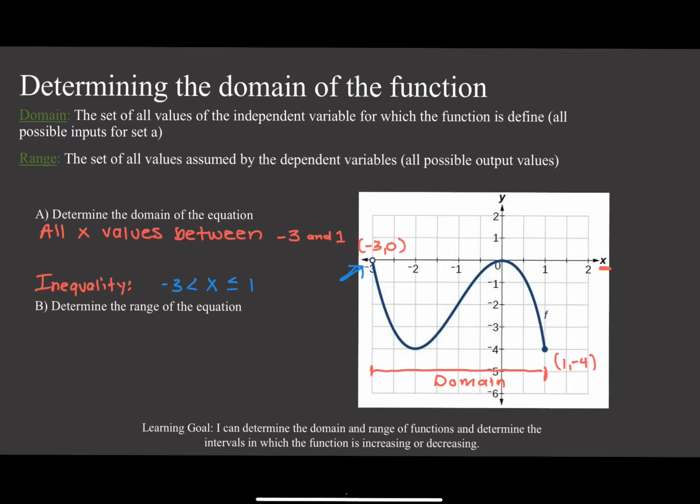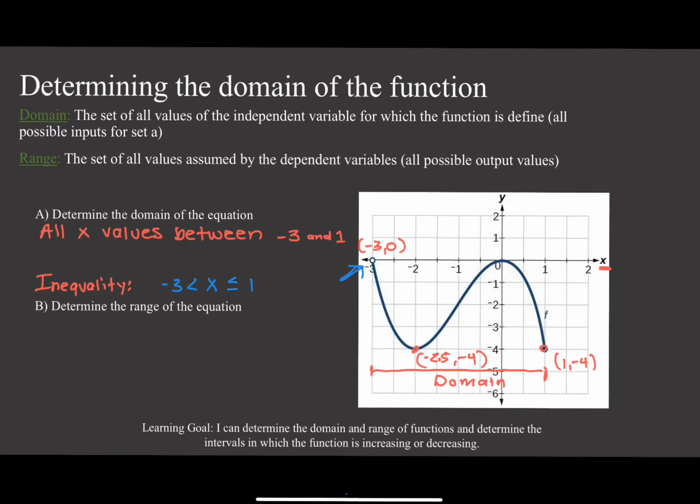Now looking at part B, we're asked to determine the range of the equation. And so recall that the range is just the set of all possible output values or all possible y values of the equation. And so we're looking for y values now. And a good way to start is just by finding the smallest y values. And there's actually two of them that are at the same y value. We have the point that we had already used, 1, negative 4. But we could also use negative 2.5, negative 4. It doesn't matter which one you look at because they're both at y is equal to negative 4.